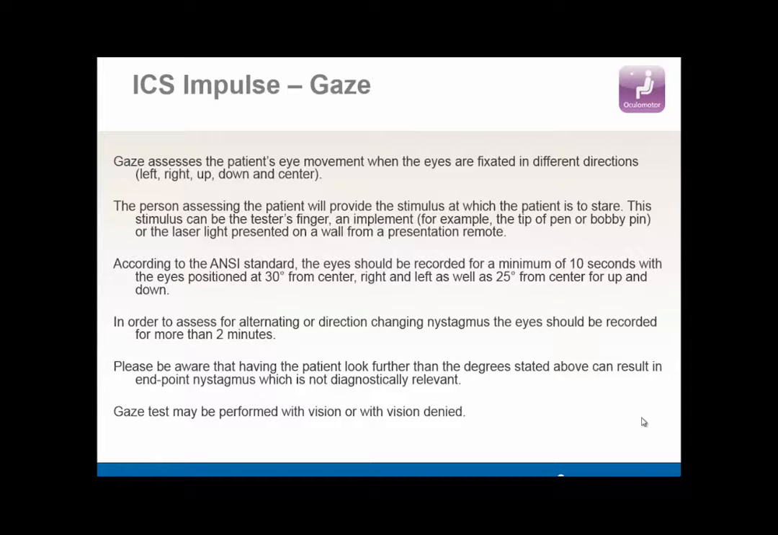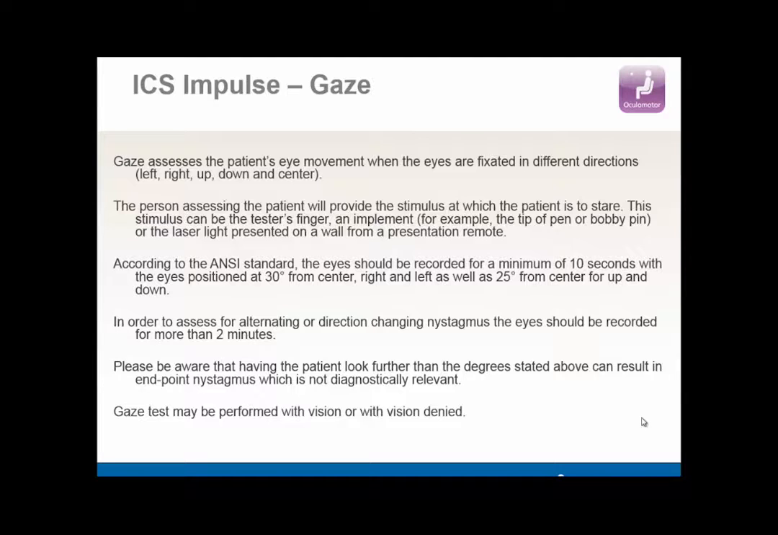The person assessing the patient will provide the stimulus at which the patient is to stare. This stimulus can be the tester's finger, an implement, for example, the tip of a pen or a bobby pin, or a laser light presented on the wall from a presentation remote.